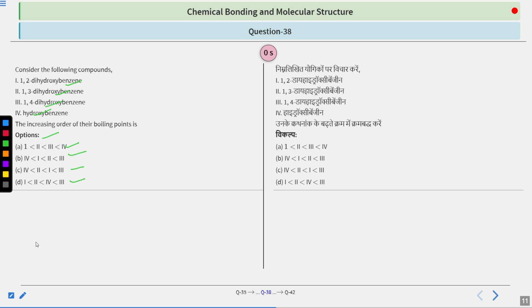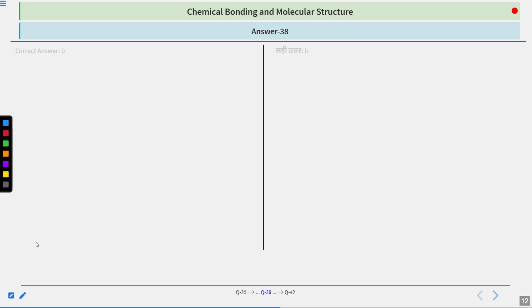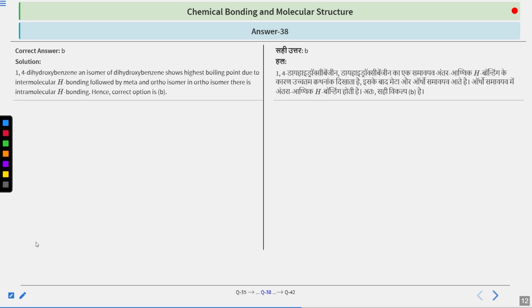Okay, now let us see how we can solve it. The correct answer is B. So what is the solution? The solution is that 1,4-dihydroxybenzene shows a higher boiling point due to intermolecular hydrogen bonding, followed by meta and para. In ortho there is intramolecular hydrogen bonding. Hence the correct option is B.